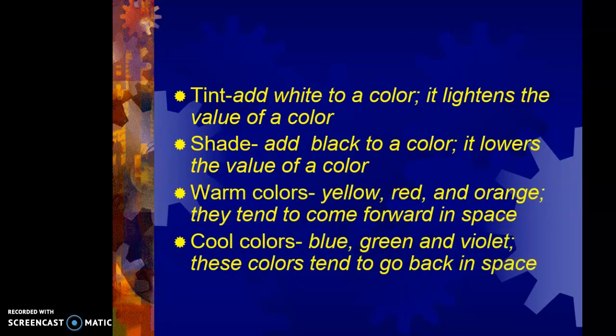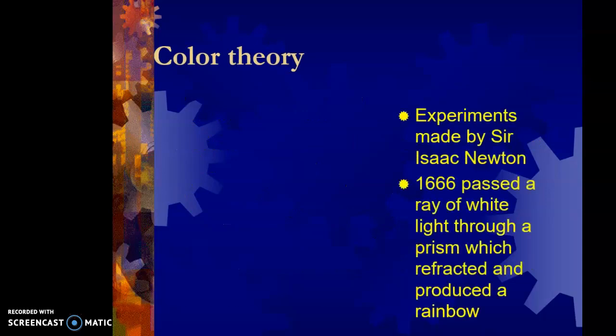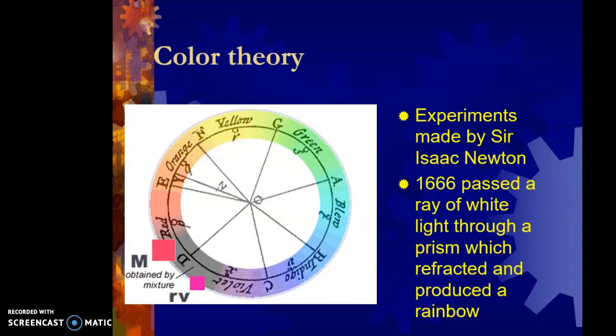Now warm colors and cool colors. Warm colors are of course yellow, red, and orange. They tend to come forward in space. Cool colors are blue, green, and violet. They tend to go back in space. Now, color theory, where does all this come from? It comes from experiments that were made by Sir Isaac Newton. In 1666, he passed a ray of light through a prism which refracted and produced a rainbow. So here you see one of the earlier ideas of what he thought of as the color wheel. Make sure you're remembering names and dates when I give those.